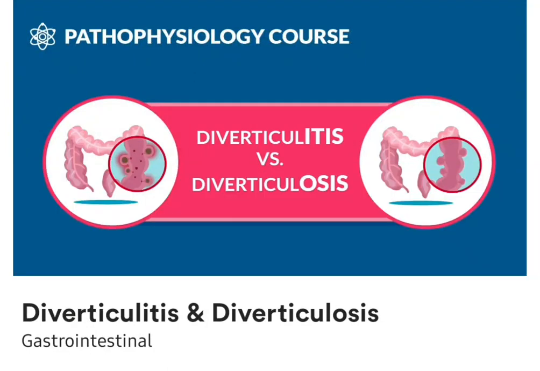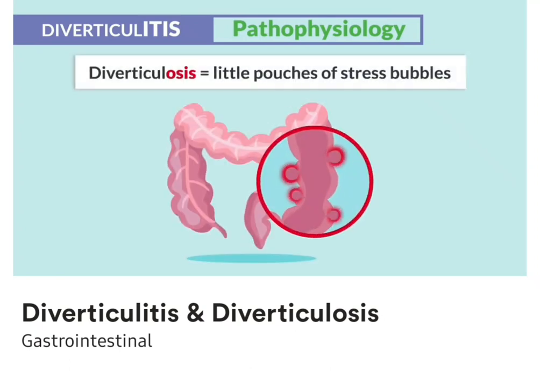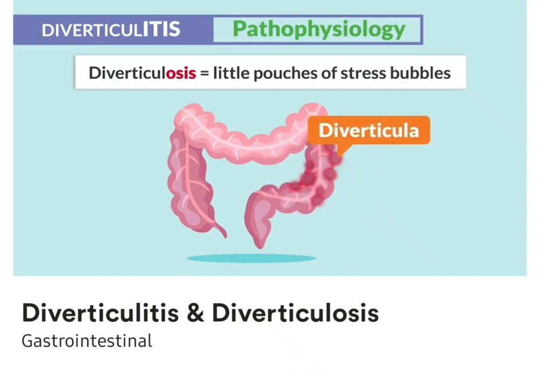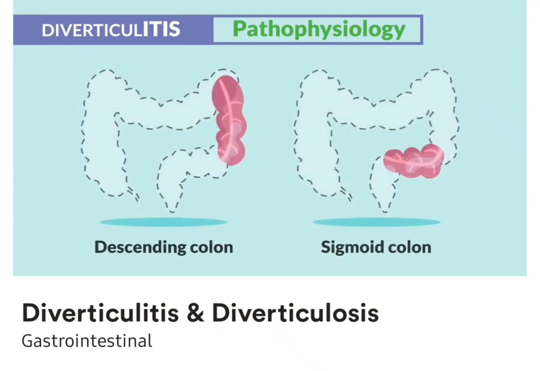Now for diverticulitis versus diverticulosis. So the pathophysiology is very simple. Diverticulitis begins as diverticulosis, which are little pouches or stress bubbles called diverticula that form on the walls of the lower digestive tract, commonly in the descending colon and sigmoid colon.